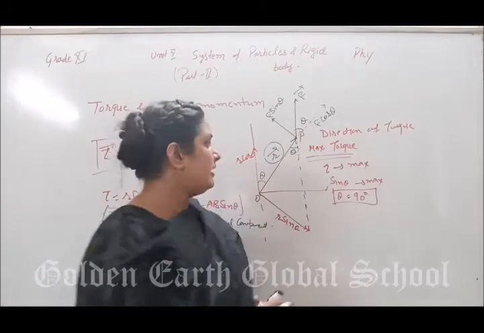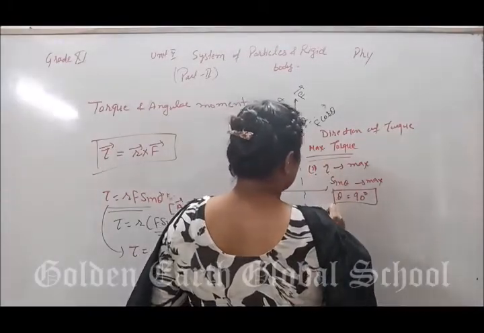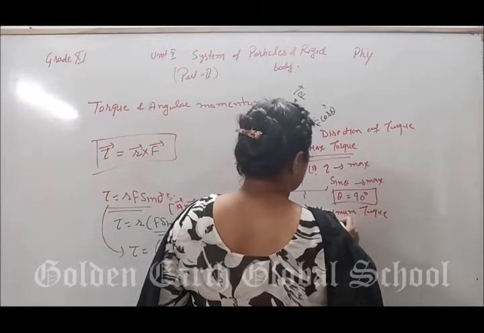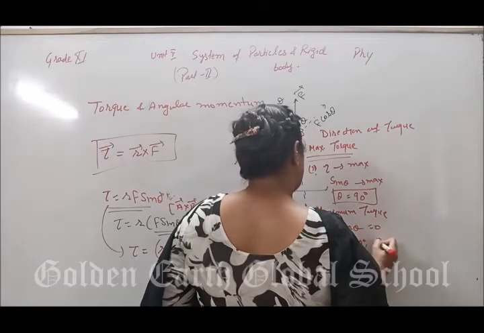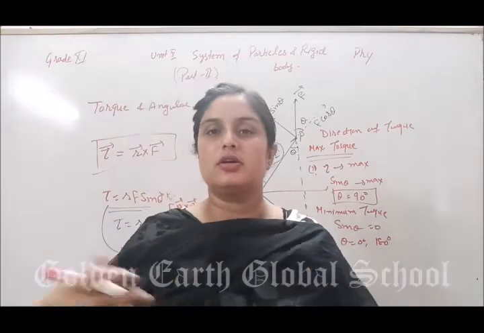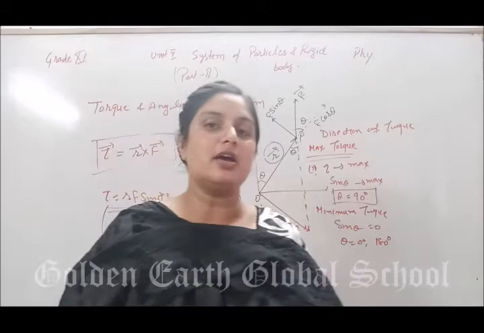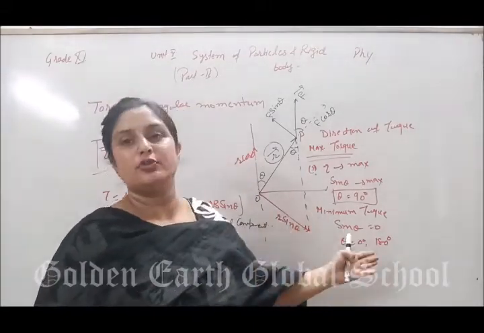In the second case, I am going to consider minimum torque, when sin theta is 0, or theta is 0 degree or 180 degree. It means if you apply force parallel or anti-parallel to the hinge of the door, in that case the torque will be 0 and the door will hardly rotate.